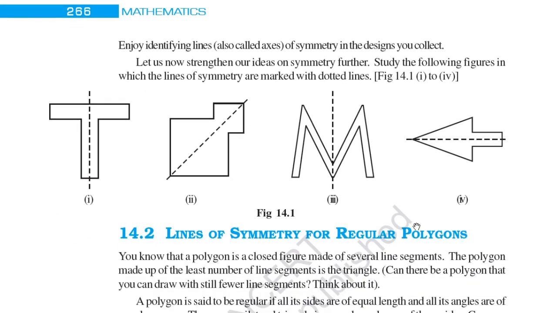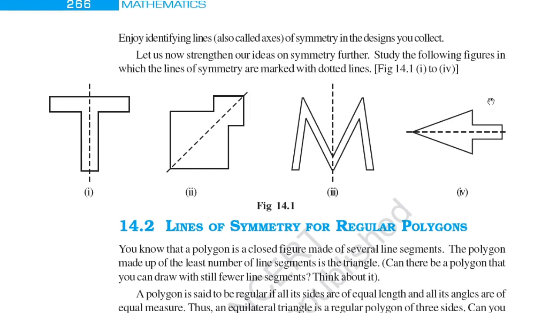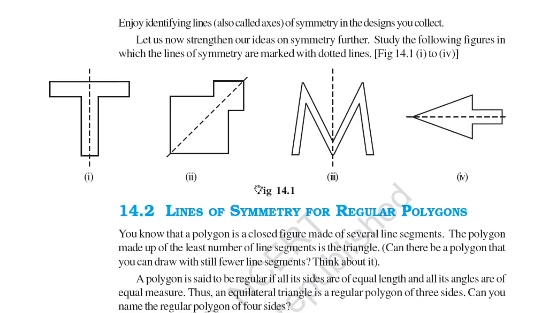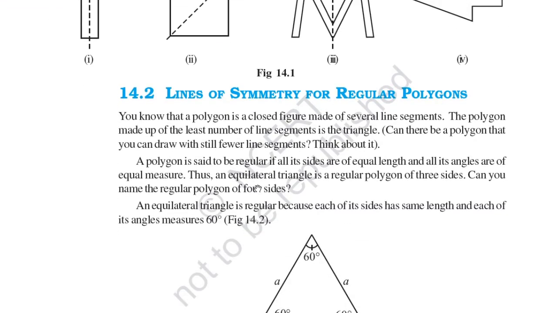Let us now strengthen our ideas on symmetry further. Study the following figures in which the lines of symmetry are marked with dotted lines. So you can see with dotted lines, lines of symmetry are represented. Here also, about this line, it is a symmetric figure. 14.2 Lines of symmetry for regular polygons.